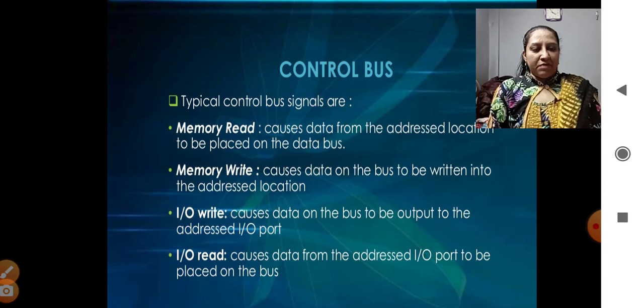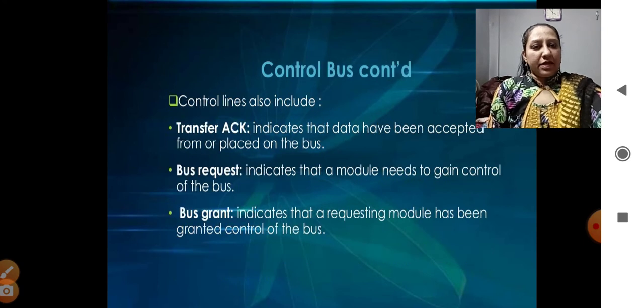The second command is called memory write. When you save the file, the control bus will tell the command called memory write. The next one is input output. I gave the example, when we are writing for the first time, that is called input output write. And lastly it is called input output read.